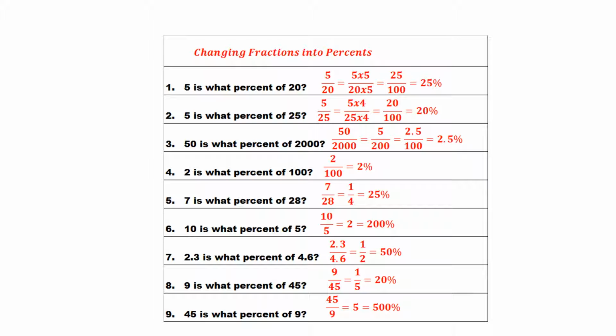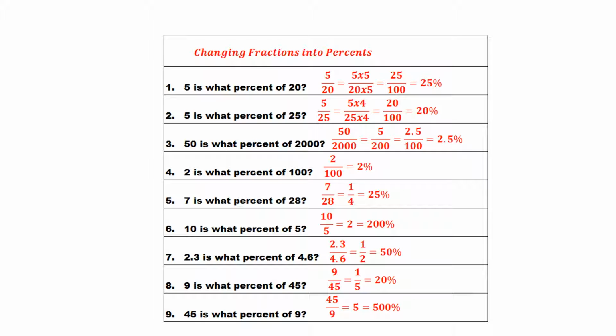Okay, our next one is easy. It's 2 parts out of 100. That is 2%. 7 out of 28. Well, 7 goes into 28 4 times. That's a fourth. So you just say to yourself, a fourth of a dollar is 25%. And it's because a fourth of a dollar is 25 cents, which is 25%.